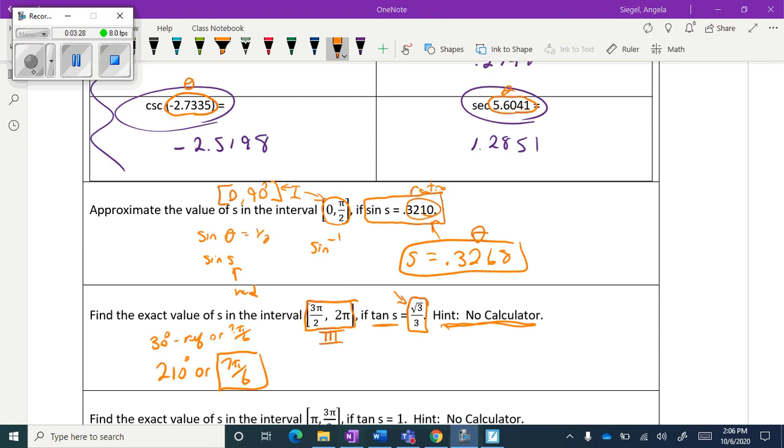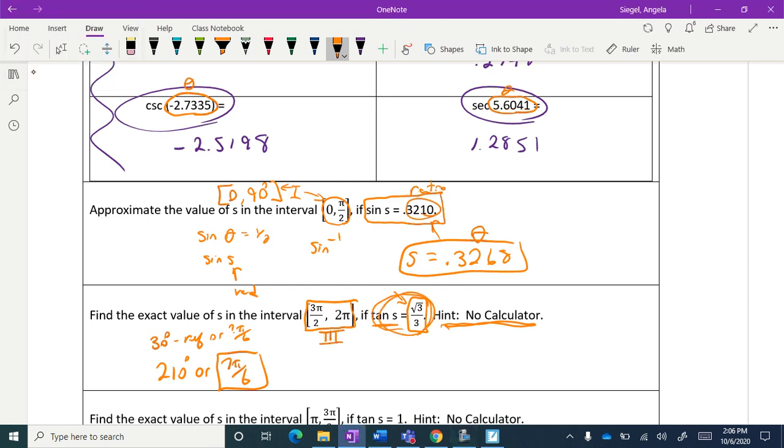Okay, I tried to write down my thought process. I figured out that square root of 3 over 3 is a 30-degree reference angle, because we're never just going to jump to pi over 6. My brain doesn't go there. So it's a 30-degree reference angle, which is pi over 6 in radians. So it's some form of pi over 6, and it's in that third quadrant. So in my mind, I'm thinking, okay, let's see. That's going to be that 210-degree angle, which is the same thing as 7 pi over 6. So this is my actual angle for S.